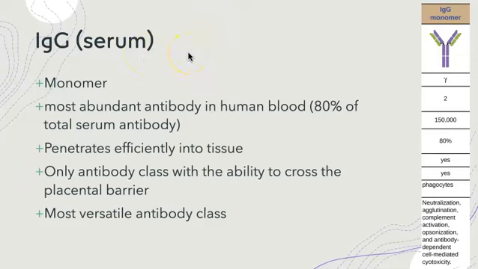It is able to penetrate tissue efficiently, and it's our only antibody that is able to cross the placental barrier in someone who is pregnant. So it provides passive immunity during fetal development in pregnancy. And it's the most versatile antibody class. We can see some of its functioning over here. We're going to discuss what these terms mean in future slides.